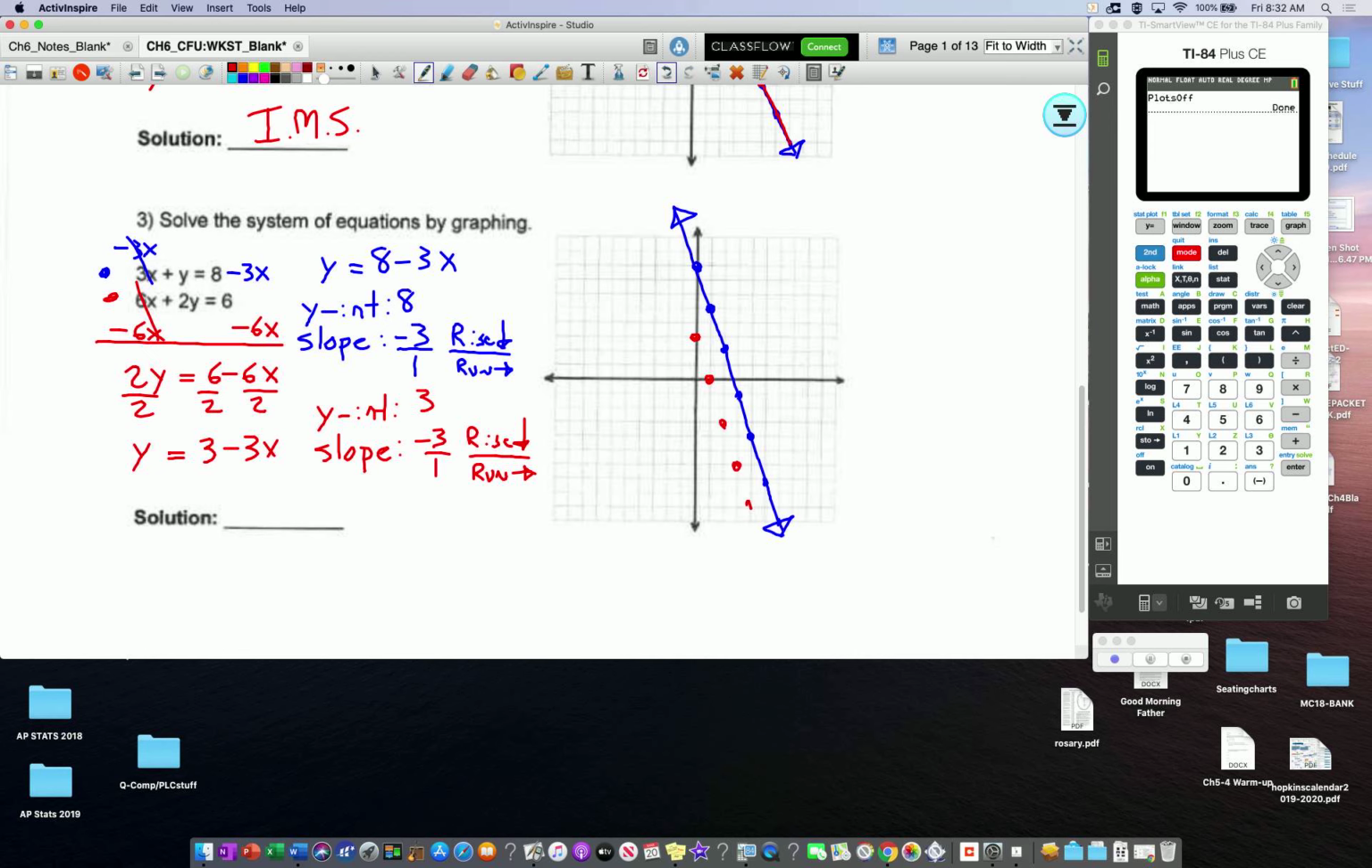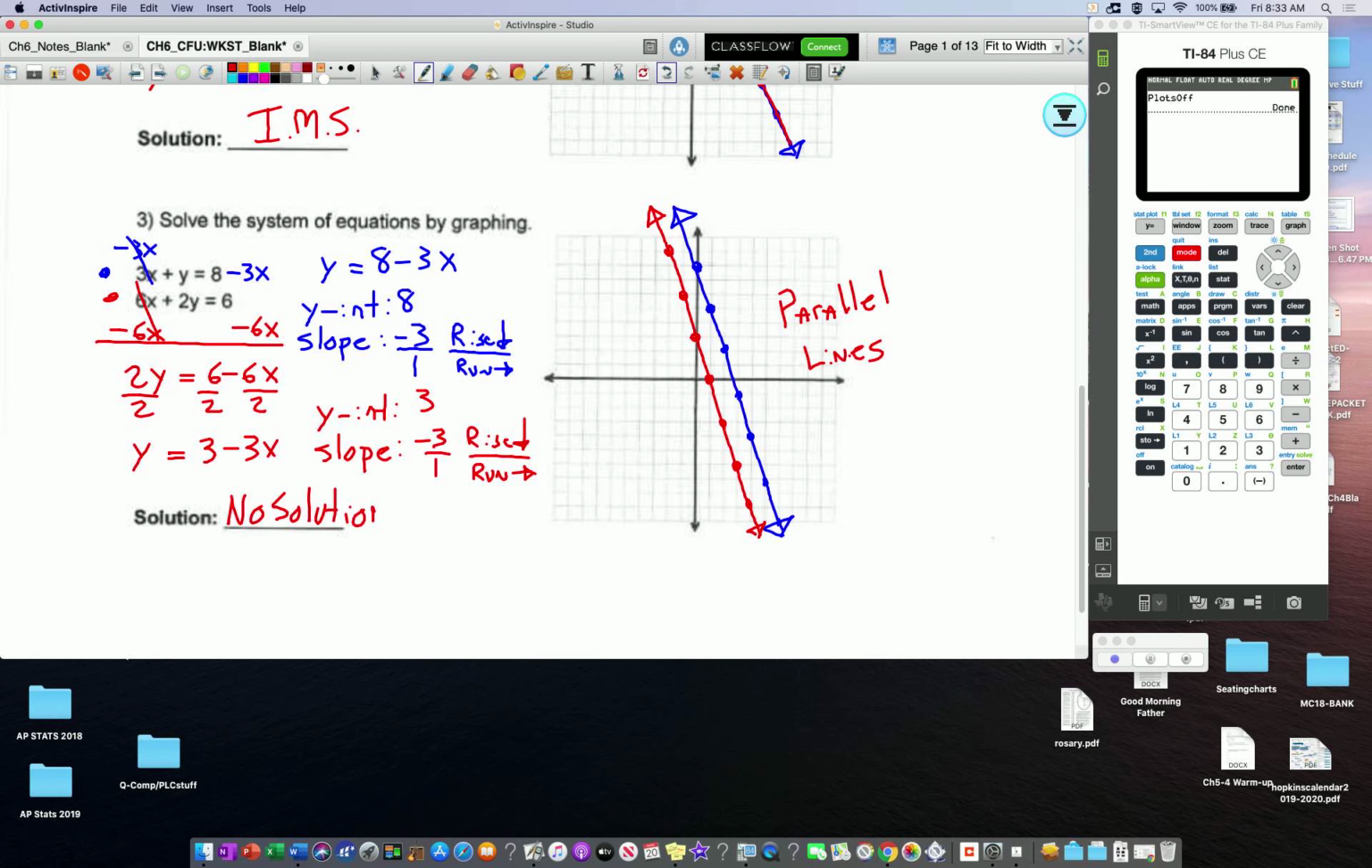What hopefully you are noticing here as I go up 3 to the left 1 is, look at these two lines. They're not intersecting at all. They're parallel lines. Notice how the slope here was -3. Same slope, but different y-intercepts. You have parallel lines, and when you have parallel lines, you have no solution.